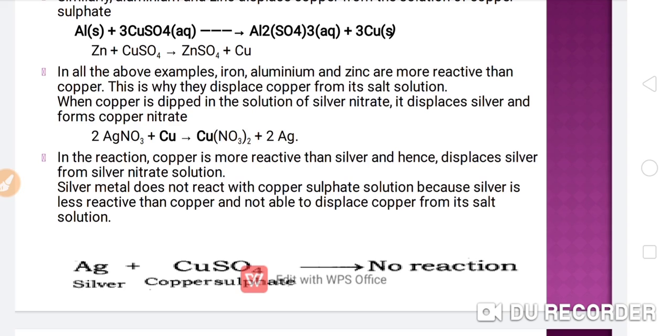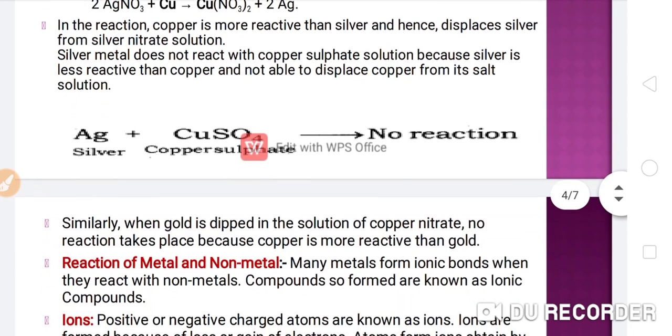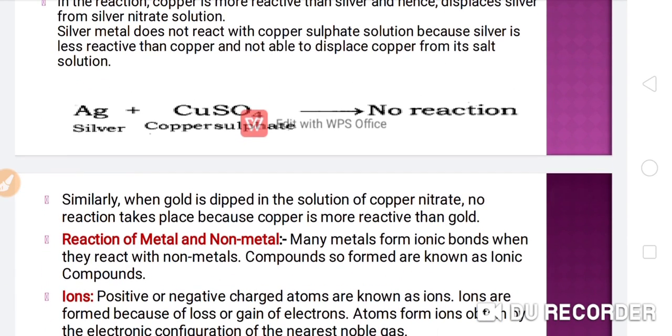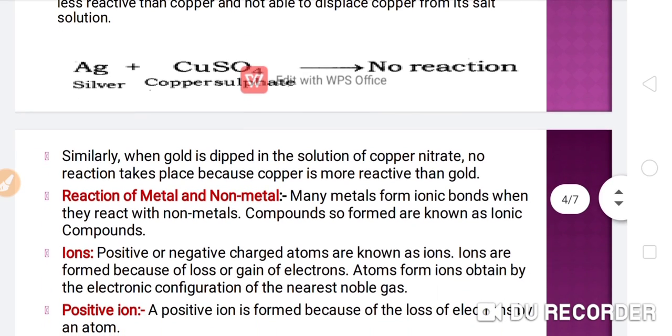You can see this statement in the form of an equation. No reaction will take place if silver is placed inside the copper sulfate solution. Similarly, when gold is dipped in the solution of copper nitrate, no reaction takes place because copper is more reactive than gold.